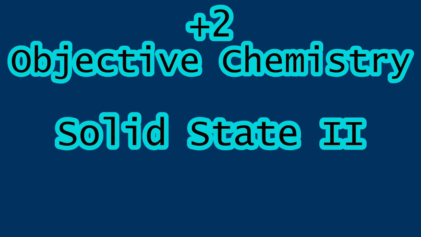Solids, case 2. The number of chloride ions that surround the central Na+ ion in NaCl crystal. Sodium chloride crystal is FCC, face centered cubic. So if we look at how many Cl- ions are around one sodium ion, there will be 6 Cl- ions. Around one sodium ion there are 6 Cl- ions.